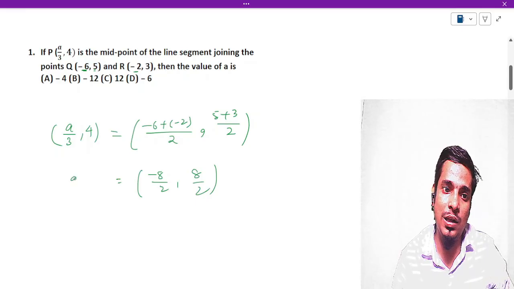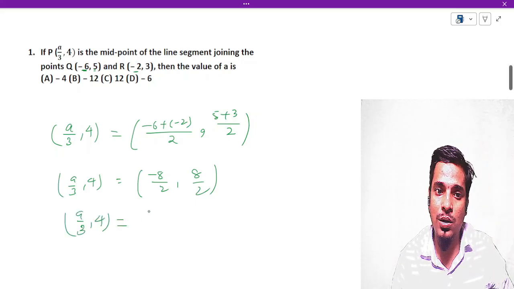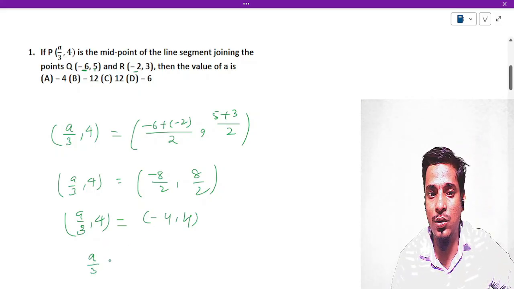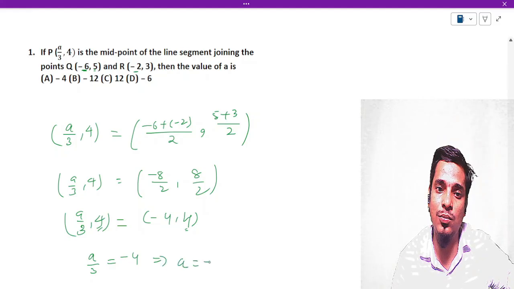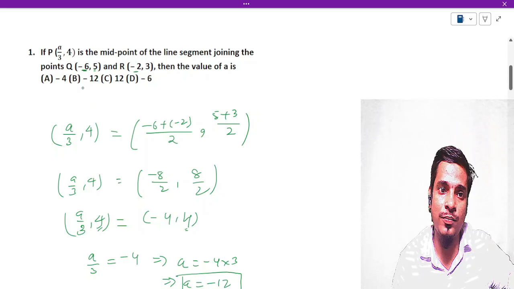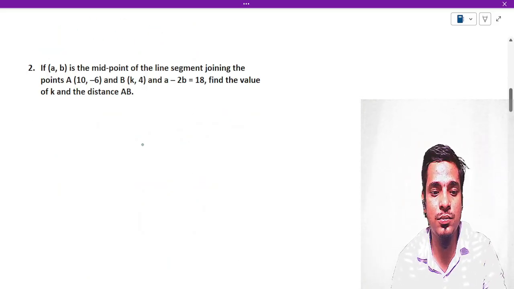It means (a/3, 4) is equal to what? (-4, 4). Now the two coordinates are equal, which means x will be equal to x coordinate, and y is equal to y, which is 4 over here. So by solving this, you will get a equal to -4 into 3, which is a equal to -12. So -12 is the correct answer, option number B. Now let's move to the next question.